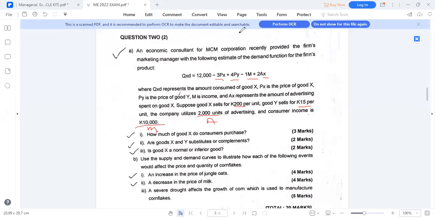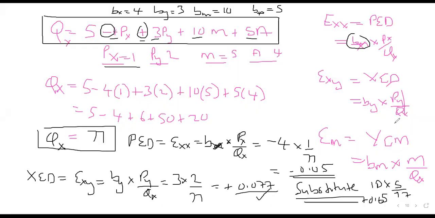Sorry, Collins, before you proceed on that point, when you mention an essential good, is an essential good the same as a normal good? Yes, yes. All right, thanks.